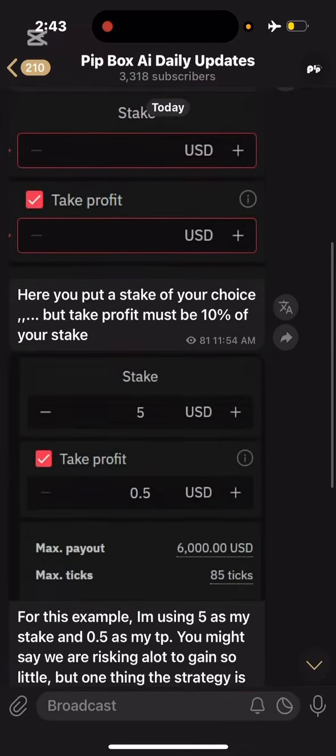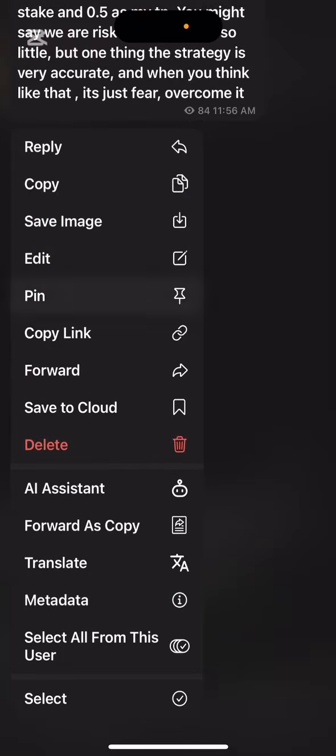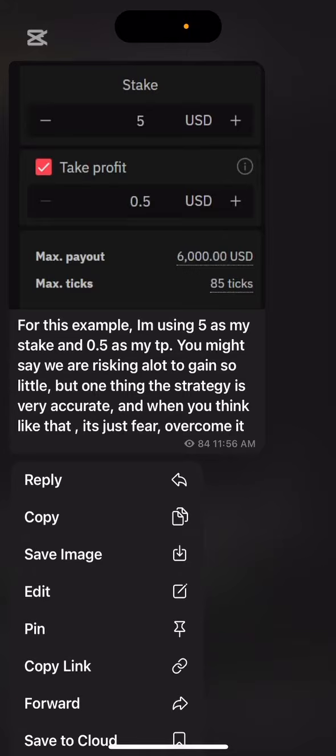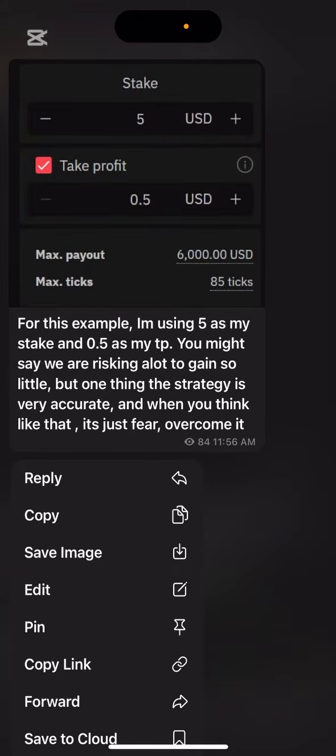Okay, now I've given you the explanation right over here, and I've put the examples on the screen. For this example, I'm using 5 USD as my stake and 0.5 USD as my TP, or take profit. You might say this is risky, and it's risky. We are risking a lot to gain a little, but one thing about this strategy is that it's very accurate. It's more accurate than you think, so we're going to be getting more wins than losses. Even if we lose, we don't even need to use a martingale strategy to recover. We will still get back into profits.